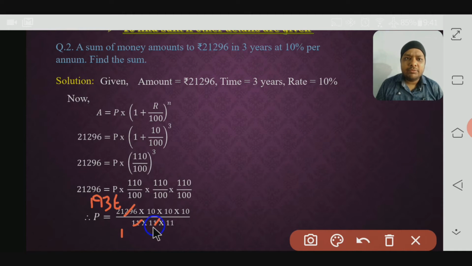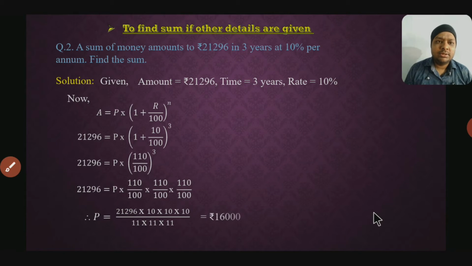Now again 11 ones are 11, then 11 sevens are 77, now 6, 11 sixes are 66. Again 11 ones are 11, 11 sixes are 66. So 16 into 10 into 10 into 10. It means after multiplying we will get 16,000, and that will be the principal, or we can say the sum.